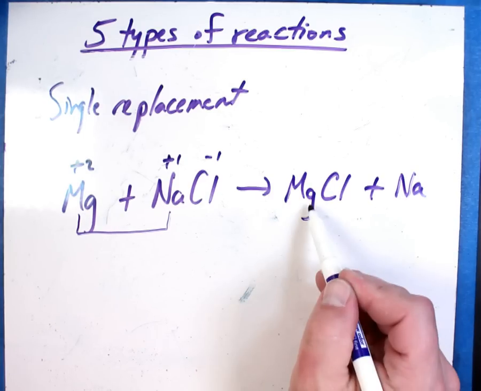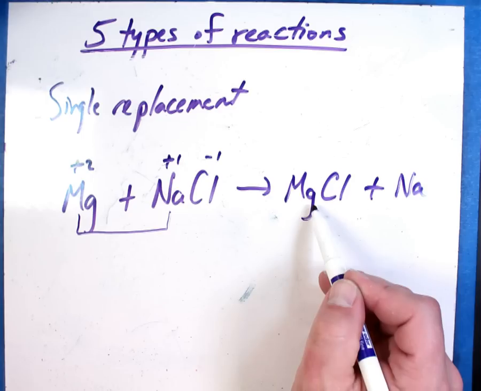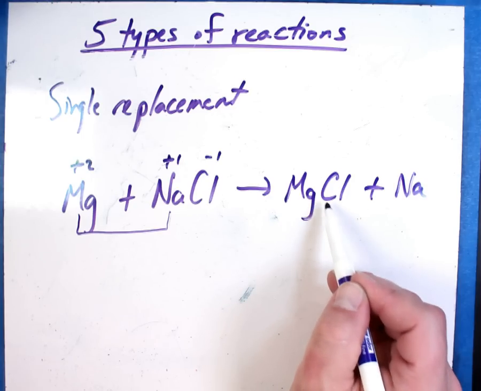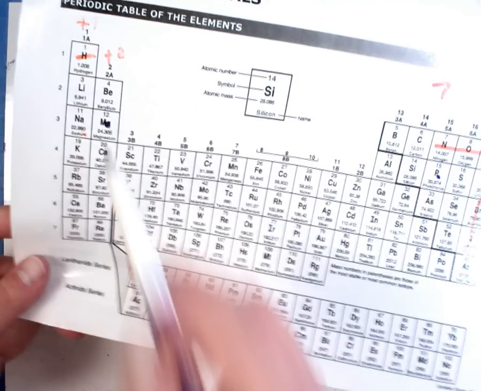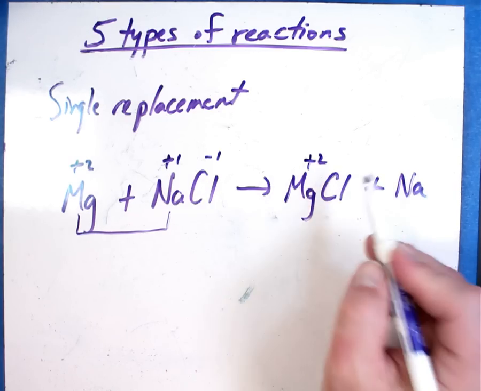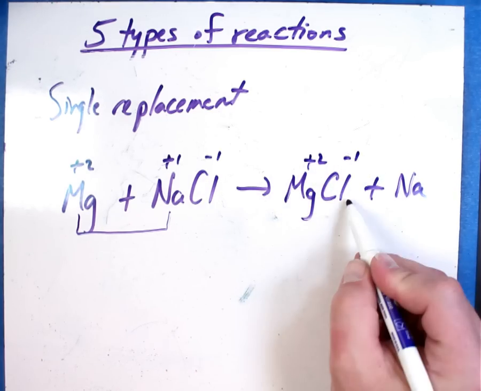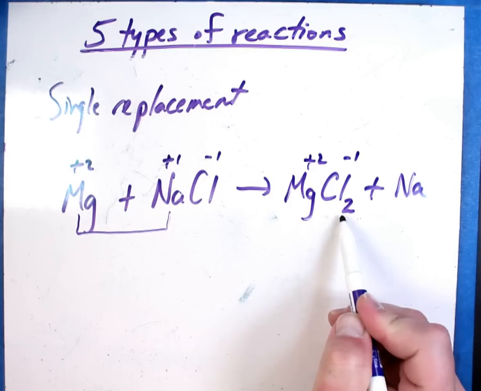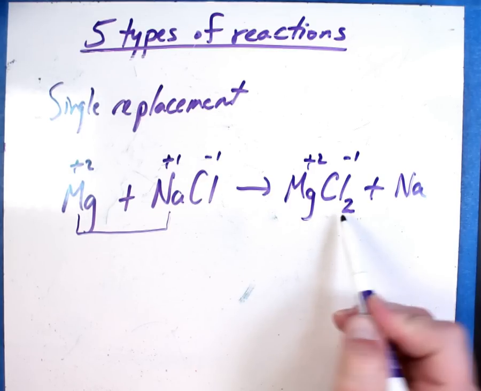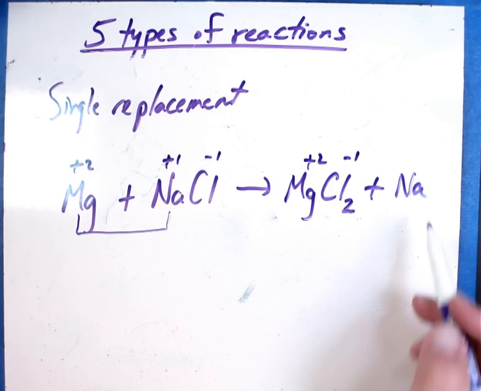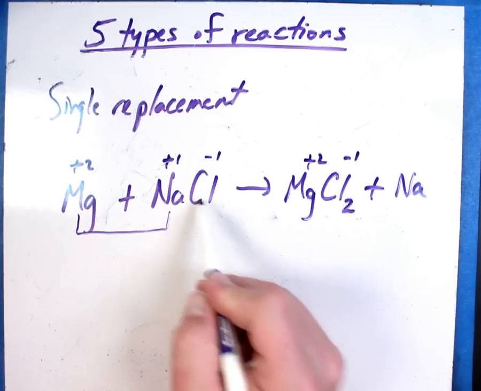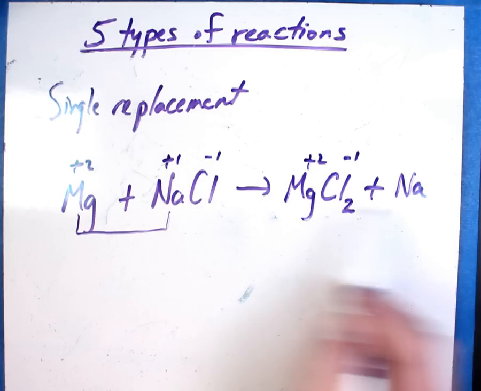Now, I wrote a formula, so I better check charges every time. Listen to that again. If you write a formula, you check the charges. Mg is a plus 2. Chlorine is a minus 1. Oh, this time it needs a 2. It didn't here, but it did here. Very good. I bet you got that one. Na's all alone. Don't have to worry about charges. There's nobody to match charges with. That's correct. Now correct the whole thing.